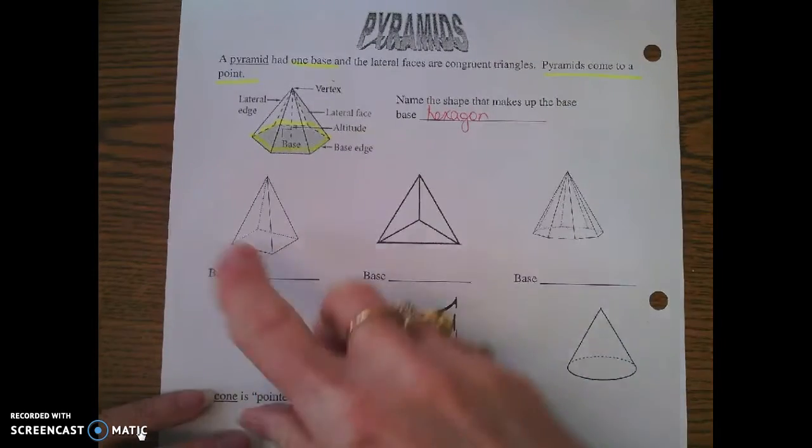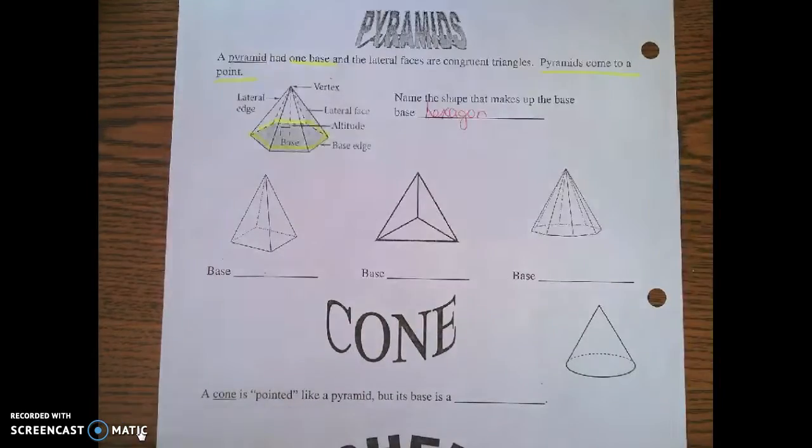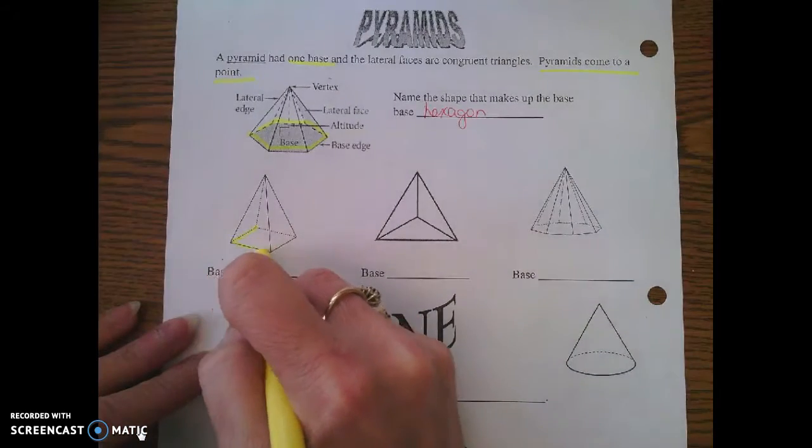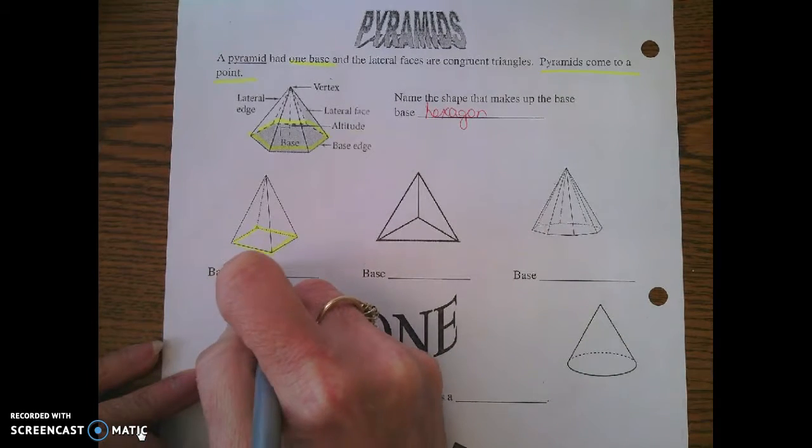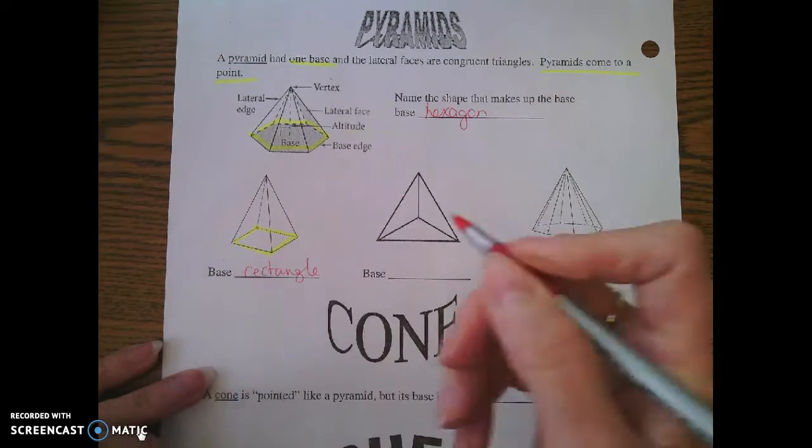All right, check out this pyramid. I know it's a pyramid. It comes to a point. What's the base? This right here. Looks like a rectangle. Could be a square, possibly.